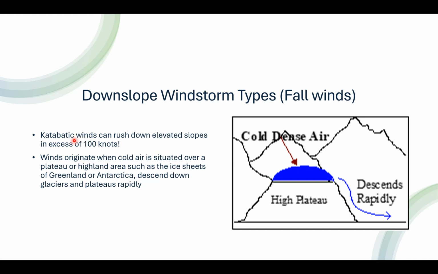Katabatic winds are an example of a fall wind, and these can rush down elevated slopes of a mountain in excess of 100 knots. So these are some serious winds. You have very cold and dense air up at the higher elevations, and then it just races down slope. And yeah, you get some crazy wind speeds with these type of fall wind events. Winds originate when the cold air, again, is situated over a plateau or a highland area. You can even get these over ice sheets over Greenland or over Antarctica. That very cold, dense air descends down these elevated ice sheets, and it just blows like you wouldn't believe.